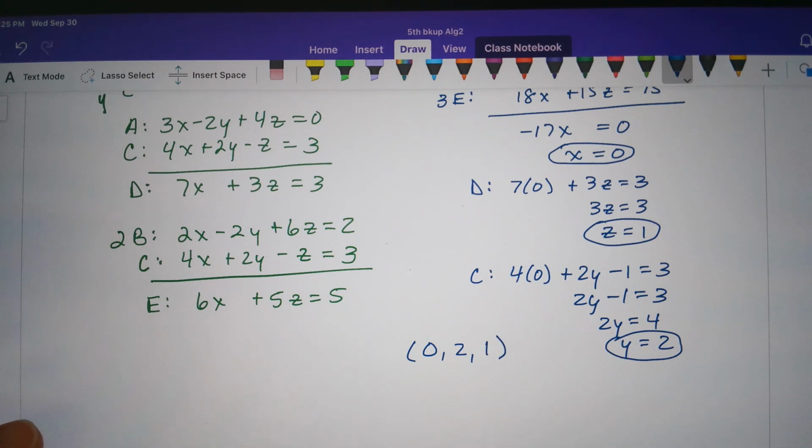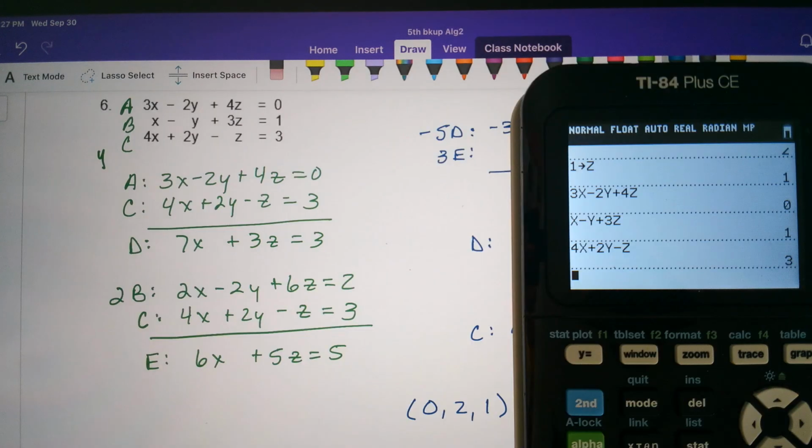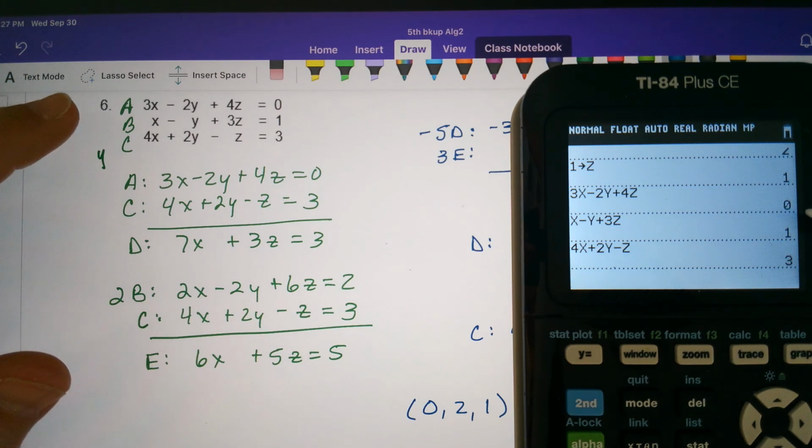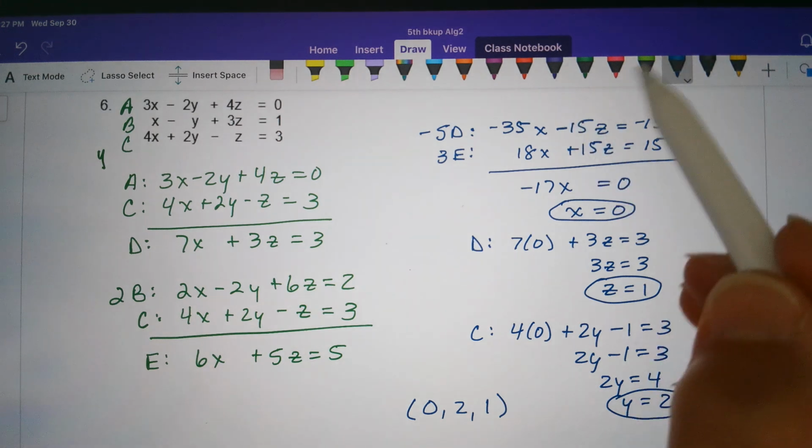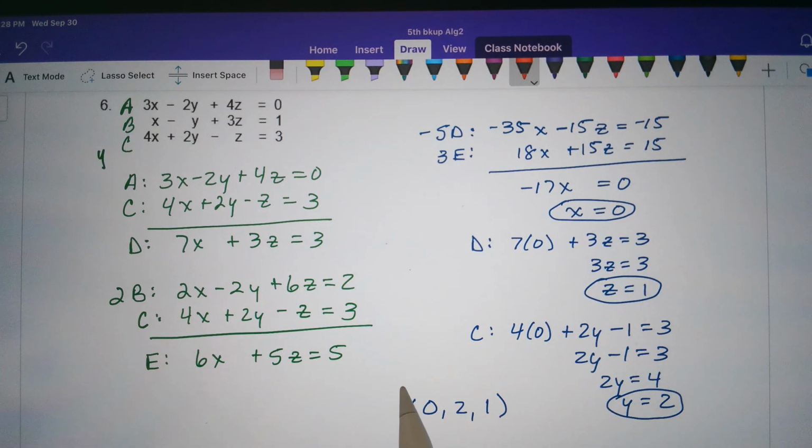And now I'll pause the video and check with the calculator and just show you the check on the calculator. Okay, so I had stored in the values for x, y, and z and then typed in our equations. The first one came out to be 0, the second one 1, and the third one 3. So it checks. Now on to our last problem.